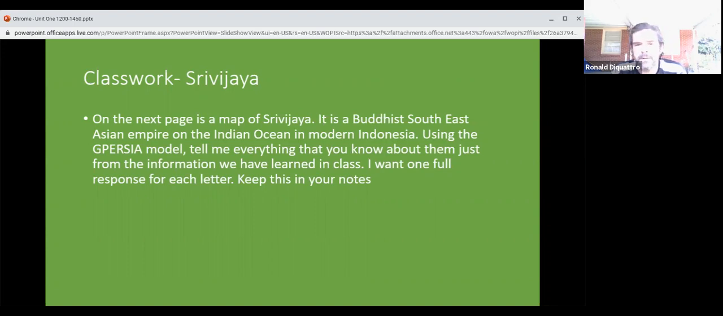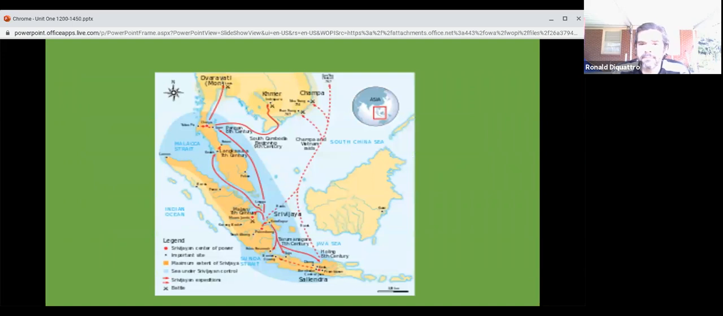And here's what I want you to do. Just using everything that I have taught you up to this point, I want you to fill out your own GPERSIA for Srivijaya. So here's their geography, but then you fill out a P for them politically, and economically, and religiously, which I just gave you. They're Buddhist. And socially, in their innovations, and their art and architecture. Originally you might think, I don't know anything. And then the light bulb will come on like, wait, actually I know a lot.